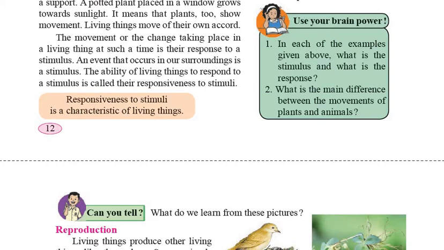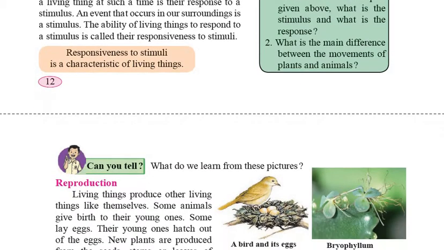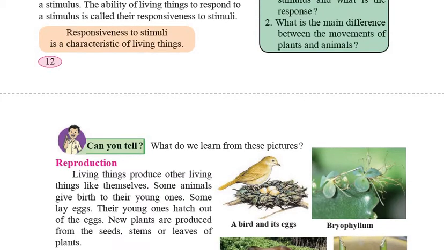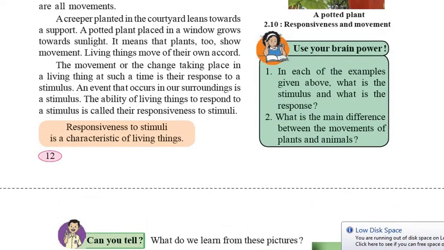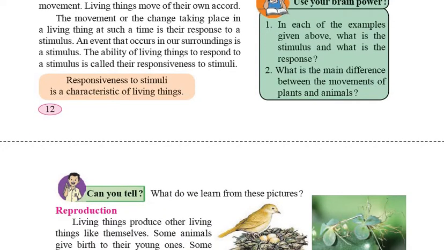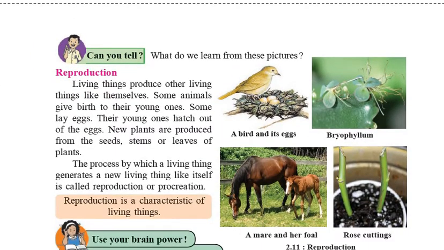The movement or the change taking place in a living thing at such a time is their response to a stimulus. An event that occurs in our surroundings is a stimulus. The ability of living things to respond to a stimulus is called their responsiveness to stimuli. Responsiveness to stimuli is a characteristic of living things. Use your brain power. In each of the examples given above, what is the stimulus and what is the response? What is the main difference between the movements of plants and animals? Can you tell? What do we learn from these pictures?